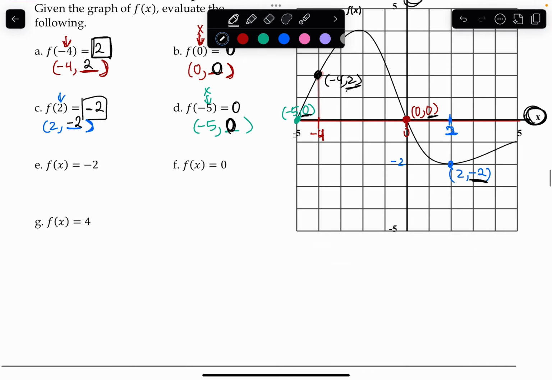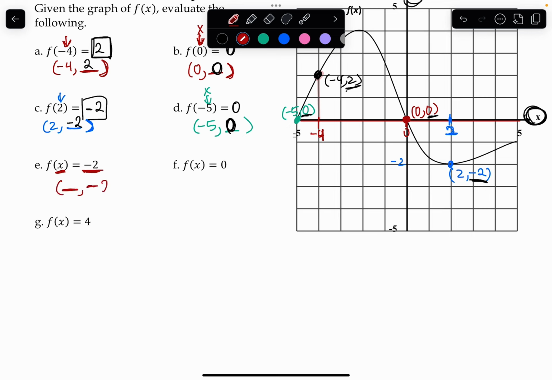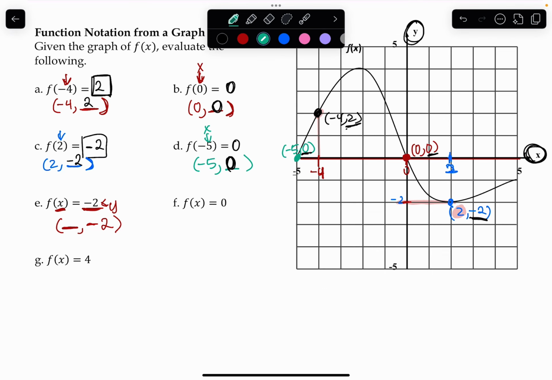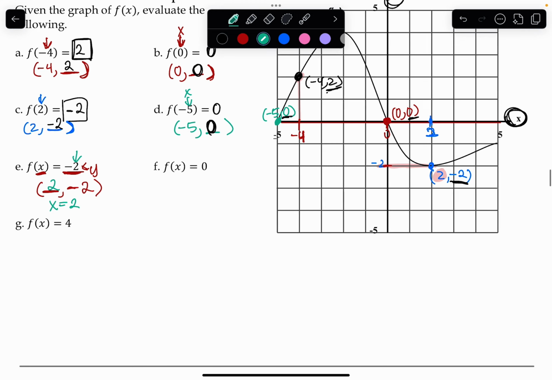This next example, they are not giving us the x. The x is inside the parentheses, unknown. We're given the output value. And so we're trying to find the input that gives us an output value of -2. And so because this is a y value, we're going to our y-axis at -2. And we see that we have the point 2, -2. And so our answer for this is x equals 2 would result in an output of -2.